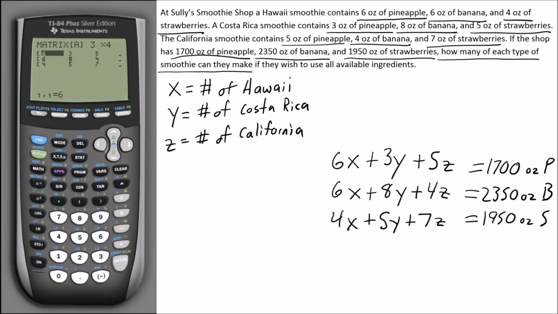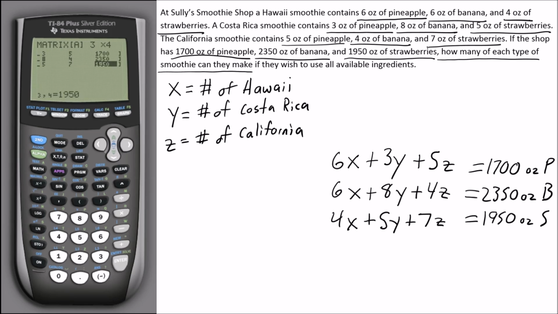So the first row of our matrix will be the coefficients for the pineapple equation. So 6x, 3y, 5z, and equals 1,700. The banana equation, 6x plus 8y plus 4z equals 2,350. And the strawberry equation, 4x plus 5y plus 7z equals 1,950.